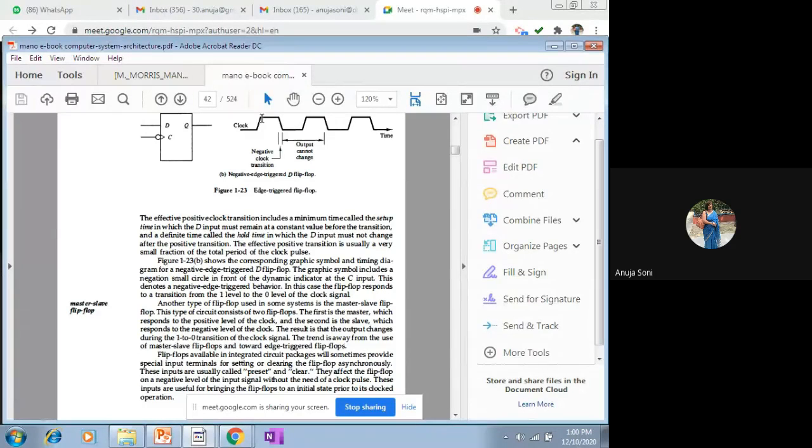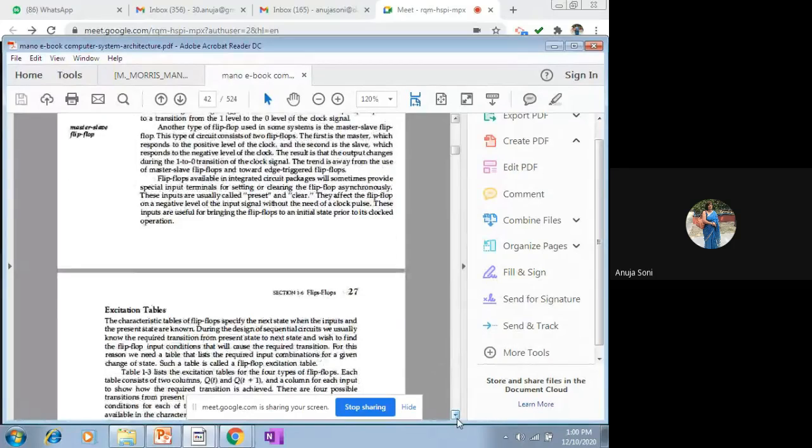So one is going to respond to the positive level, positive transition, another is going to respond to the negative transition. But these are not in trend, these kind of flip flops. These earlier were used, but now these are not trending. So you have to do only the definition of this flip flop.